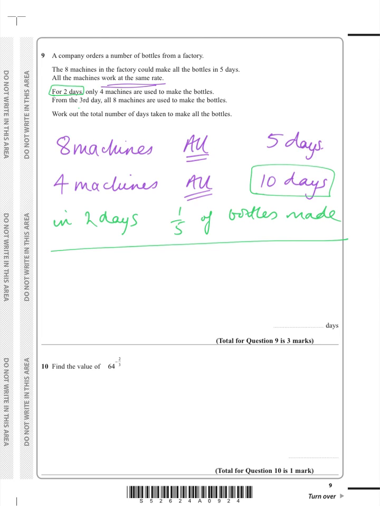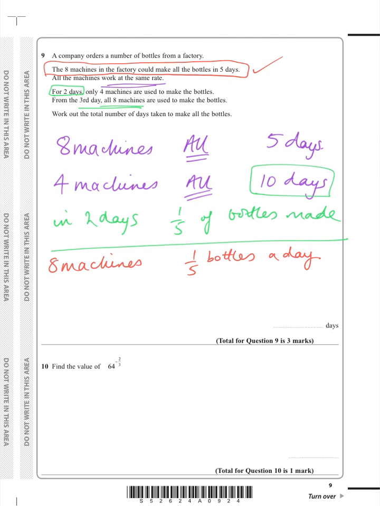Now, from the 3rd day, all 8 machines are used again. If we think back to the original part of the question, it says the 8 machines in the factory could make all of the bottles in 5 days. So the 8 machines would produce 1/5 of the bottles a day, because it takes 5 days to produce all of them. So from that we should be able to work out the answer, because if it's 1/5 of the bottles in 1 day, how many days have we got left?